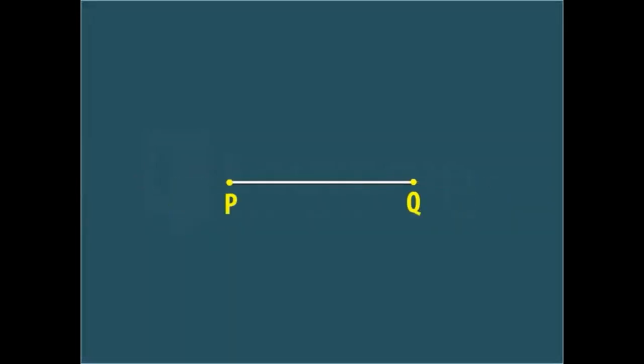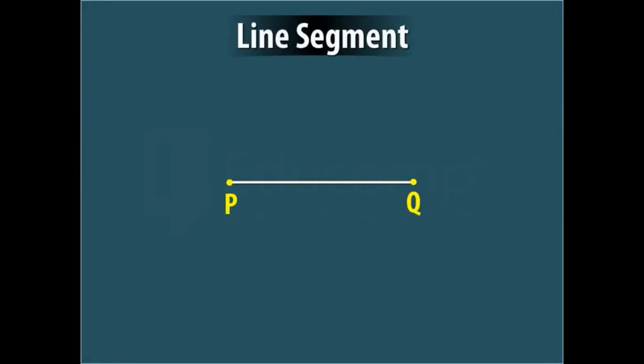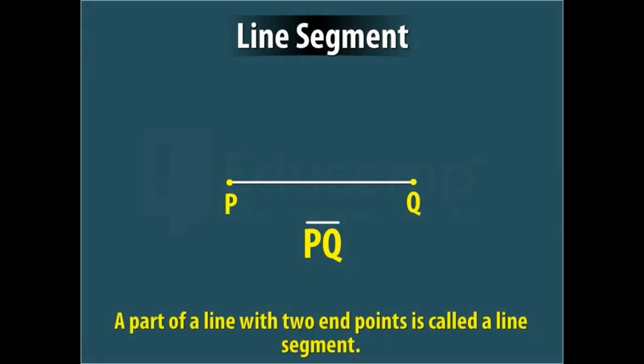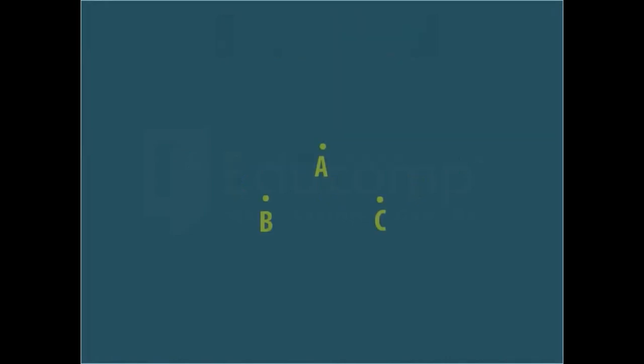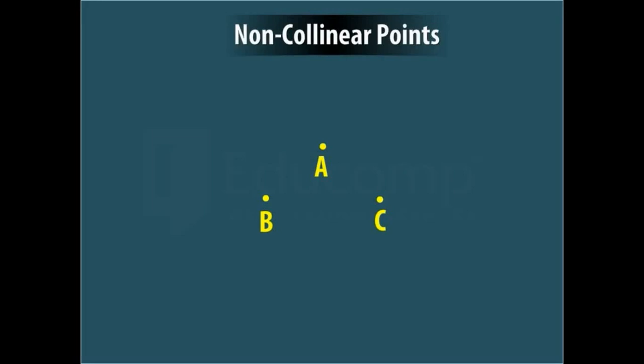A part of a line with two endpoints is called a line segment. Shown here is a symbol for line segment PQ. If three or more points lie on the same line, they are called collinear points. Otherwise, the points are called non-collinear points.